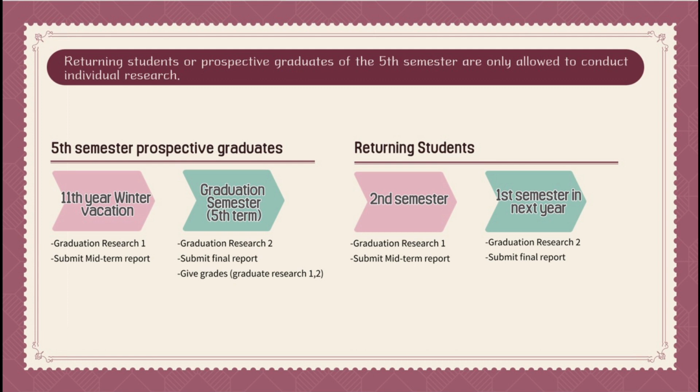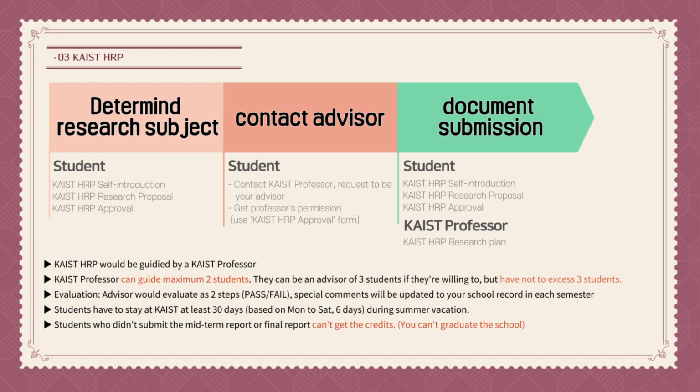The second special case is returning students. For those who are taking a gap year in their 6th semester, these students will not graduate on time because in their second semester, they will do the midterm report and the first part of graduation research and continue it the following year, which is the first semester of next year, doing the second part of graduation research and submitting the final report.